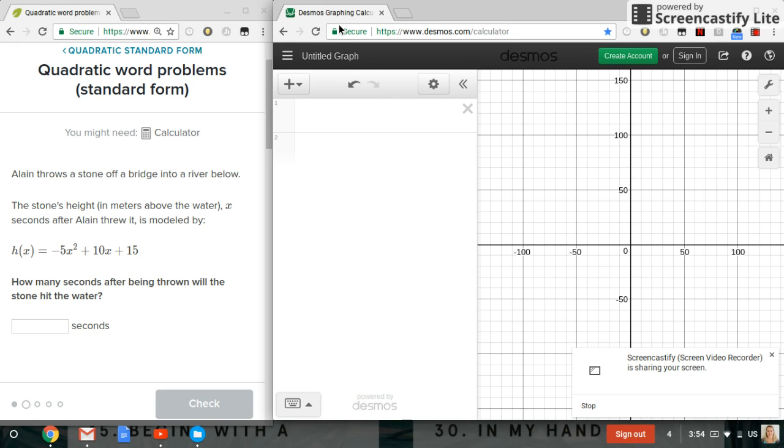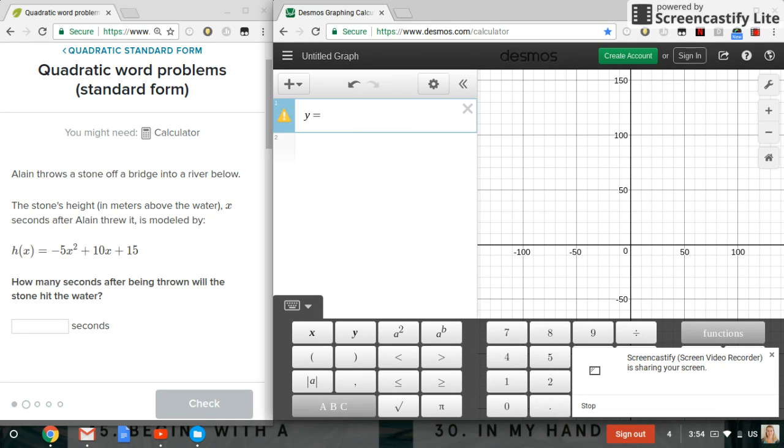All right, guys, so to do this homework, you're going to need to open up Desmos. In Khan Academy, this is for the quadratic word problems homework. Khan Academy will give you an equation. The equation in this example for this stone problem is h(x) = -5x² + 10x + 15. We are going to change the h(x) to be a y so that Desmos understands.